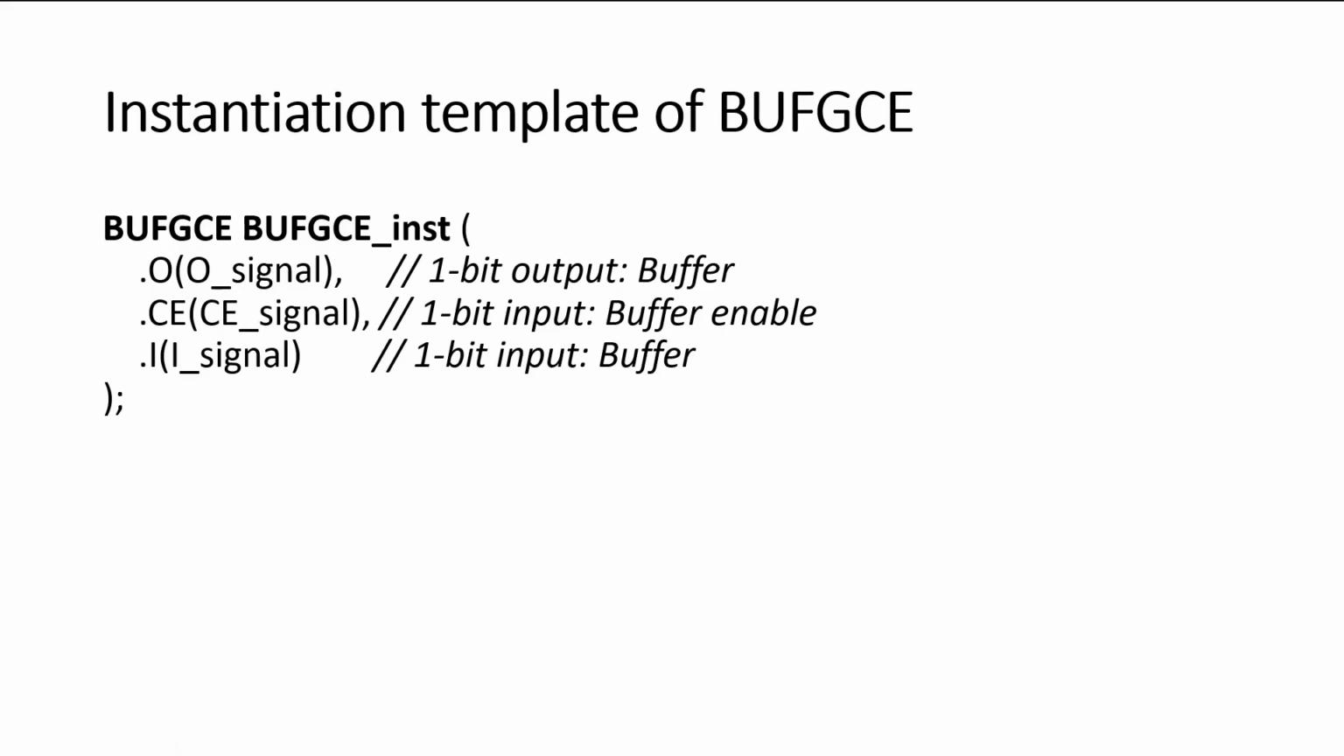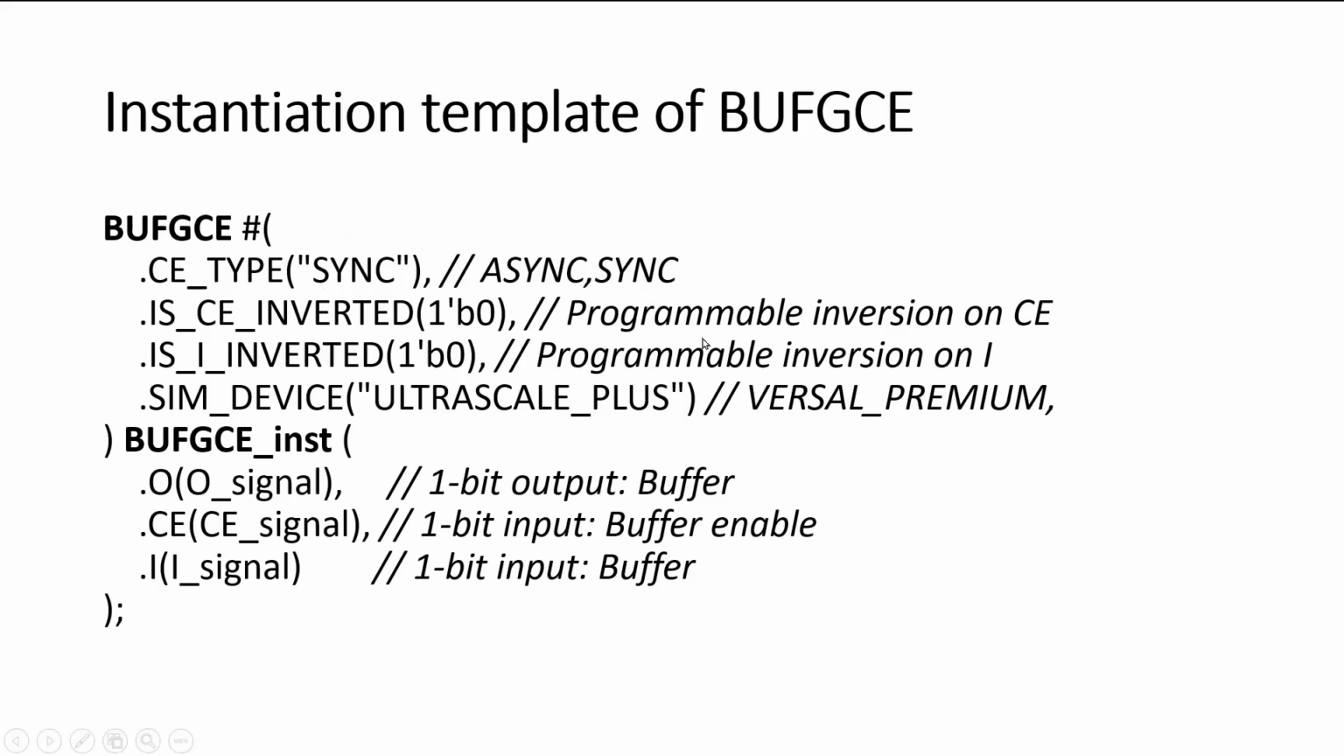Friends, BUFGCE gives some advanced options to control this gating in a better way. Let us discuss those advanced options also. In advanced options, it gives us 4 types of parameters while instantiating this BUFGCE. These are the signals, we already discussed them. So these 4 parameters are extra.